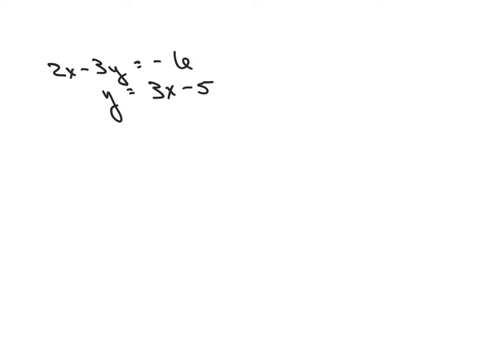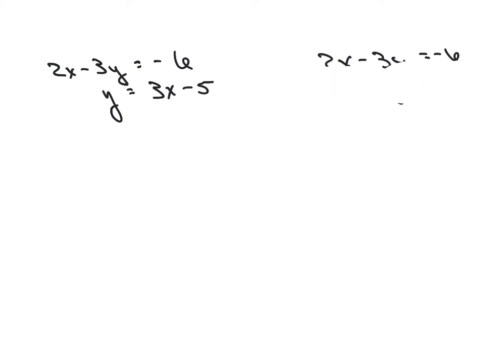Okay, so notice we're not stacked. We don't have our x's on top of each other, our y's on top of each other, and our numbers on top of each other. They're just kind of in weird places. Okay, doesn't really matter. I could move everything around so that everything worked. Like I could rewrite this as 2x minus 3y equals negative 6, negative 3x plus y equals negative 5. So see, I just took this 3x, subtracted it from both sides, and put it over here. So now I'm stacked, and I can use my addition method to solve it.